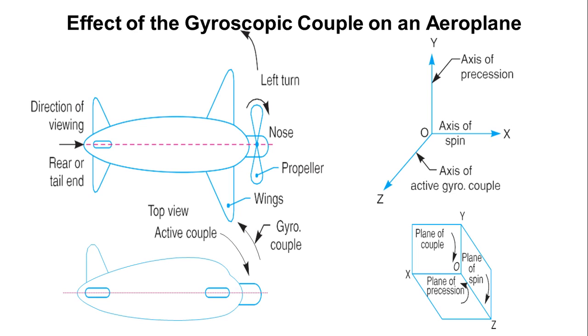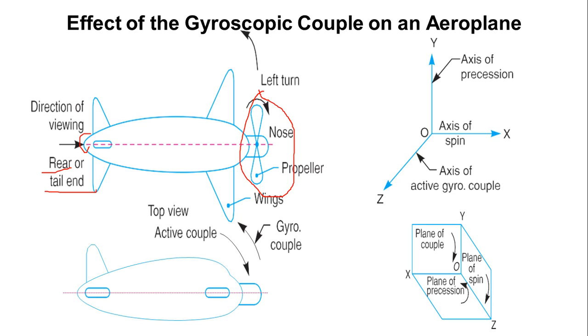So first let us see the gyroscopic couple acting on the aeroplane. You can see the direction of viewing is from the rear side of the aeroplane, that is from the rear end. This is the rear end or the tail part, and this is the front side, which has the nose.